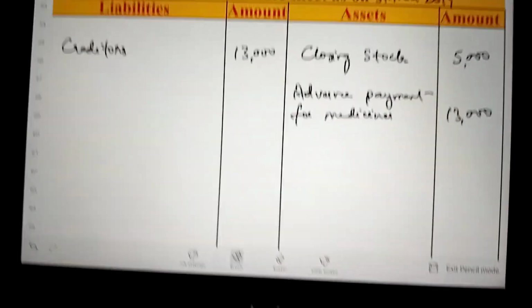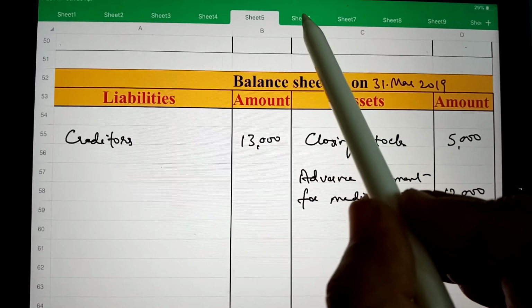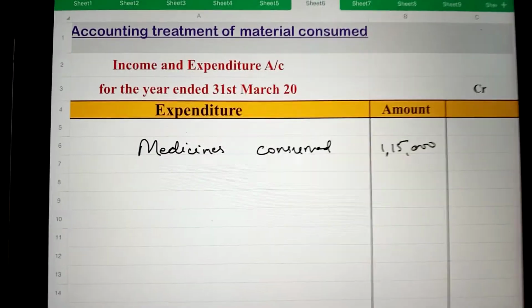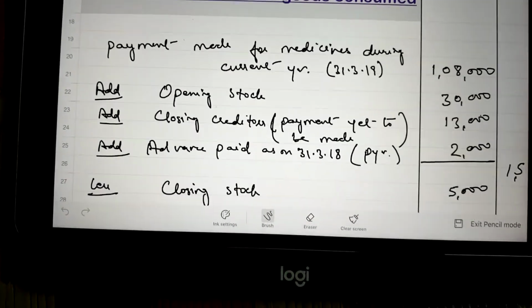So this is the accounting treatment of cost of goods consumed under income and expenditure account, and these are the calculations related with cost of medicines consumed.